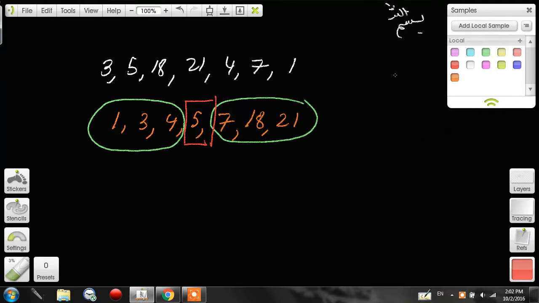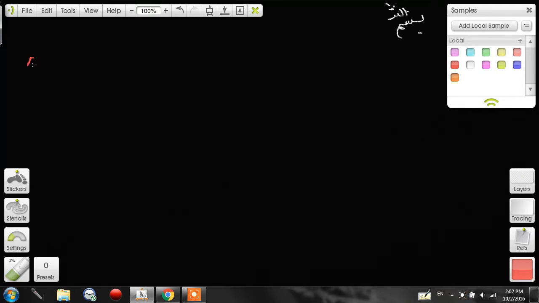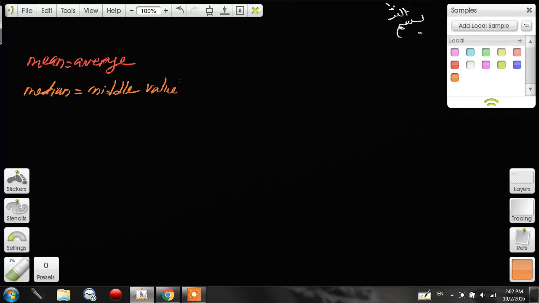Okay? So first we learned what mean was. Mean was average. Average of numbers, right? Then we learned what median was. Median is the middle number. What if there's no middle value? Okay? What if it's like this? What if there are 4 numbers, like 3, 7, 9, and 14? Well, what's the middle number? Well, there are 2 here, 2 here, or it's right there. You know what I'm saying? There's no middle per se.